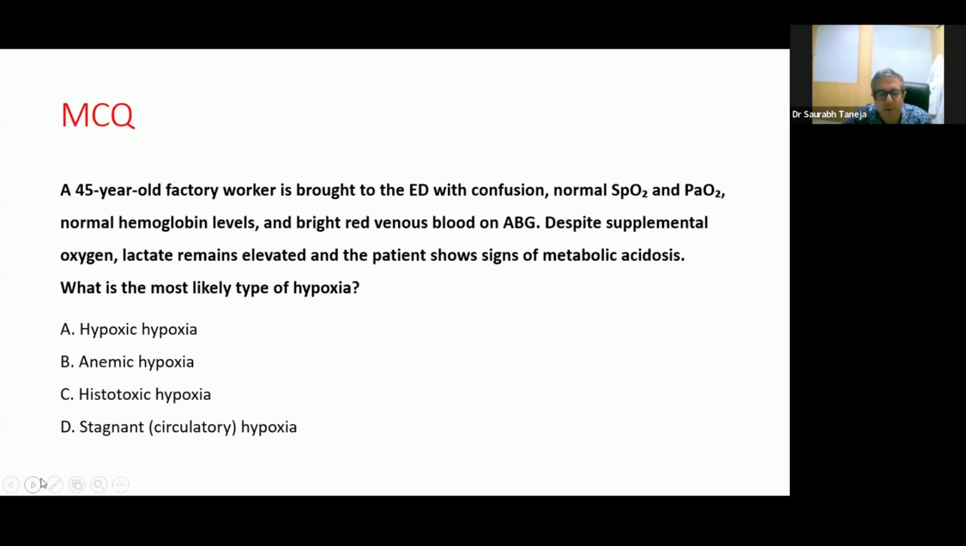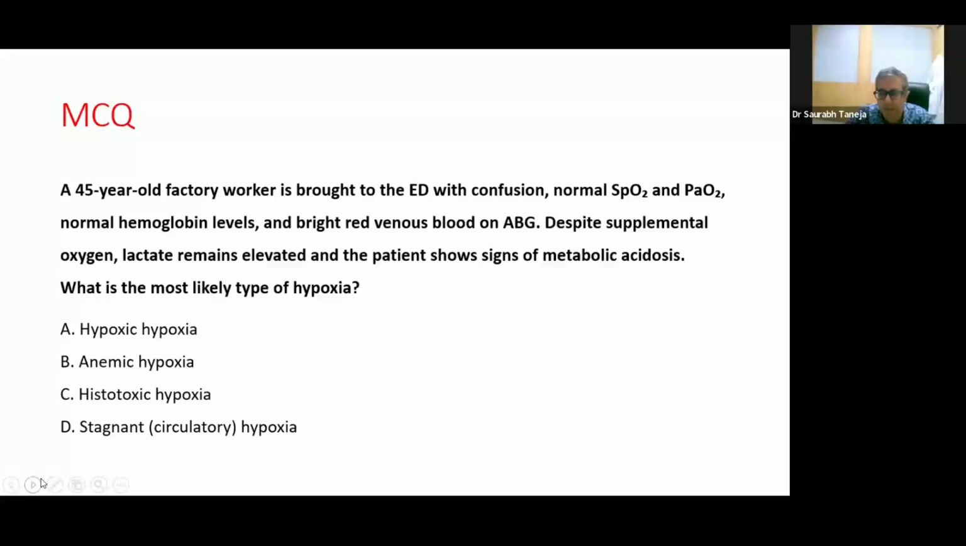Next, another question, and this will again try to distinguish between the types of hypoxia. If you're able to do that, you'll probably understand the whole concept. Again, I would like all of you to participate. A 45-year-old factory worker is brought to the emergency department with confusion, normal saturation and PO2, normal hemoglobin levels, and bright red venous blood on the ABG. Despite supplemental oxygen, lactate remains elevated and the patient shows signs of metabolic acidosis. So what is the most likely type of hypoxia?